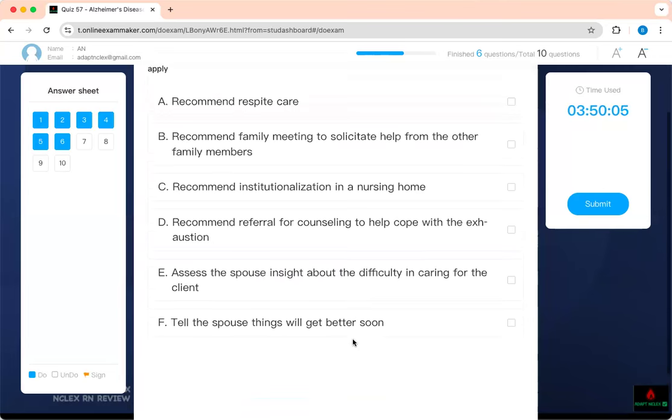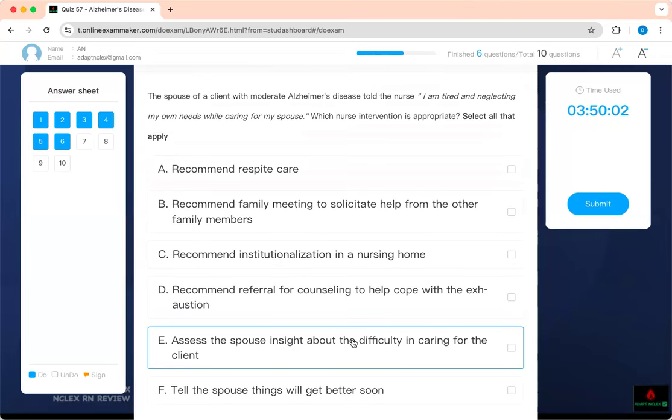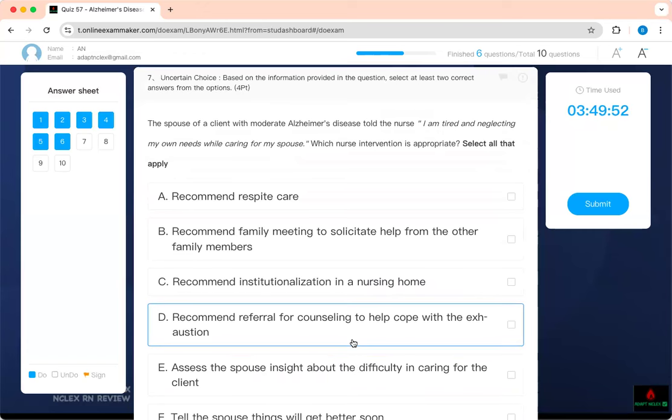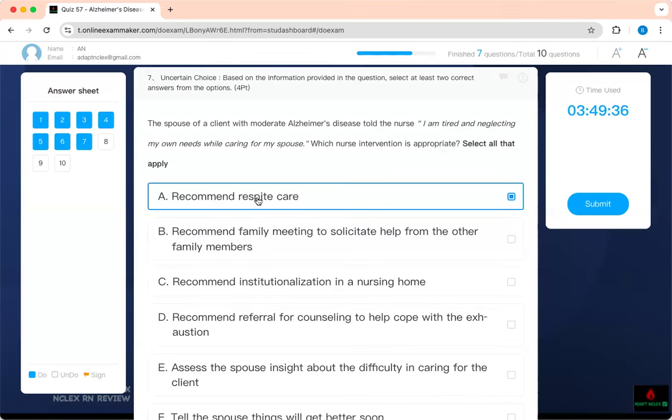A spouse of a client with moderate Alzheimer's disease told the nurse, I am tired and neglecting my own needs while caring for my spouse. Which nurse intervention is appropriate? So the spouse said, I'm tired. I'm not even taking care of myself while I'm taking care of this patient. How should the nurse respond? Respite care is for the caregiver. Recommend a family meeting to solicit help from other family members. Yes, you alone should not go through this. Let other members come and help.